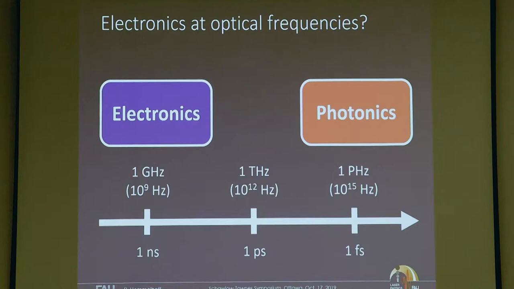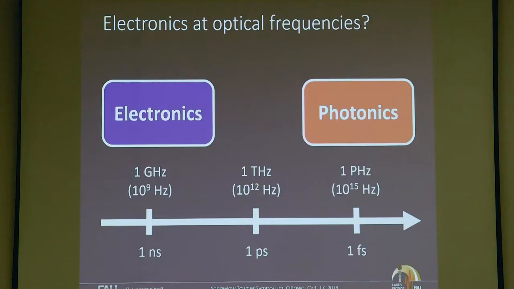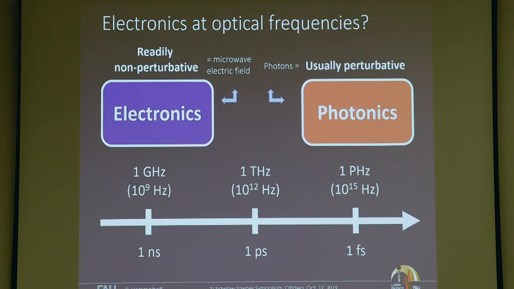Let's start with the first topic. You all know that electronics operates at frequencies around a gigahertz, probably a little higher, and photonics operates at roughly six orders of magnitude larger frequencies, so 100 terahertz up to the petahertz range. And you wonder, can we do the same with these very high frequency fields that we can do with electrons, namely to just shuffle electrons back and forth by virtue of the electric field? And that's the big question.